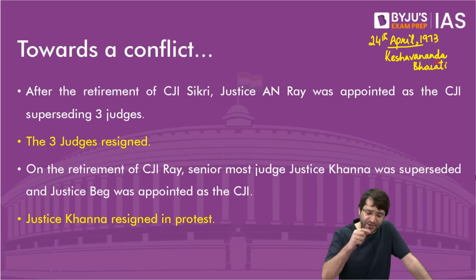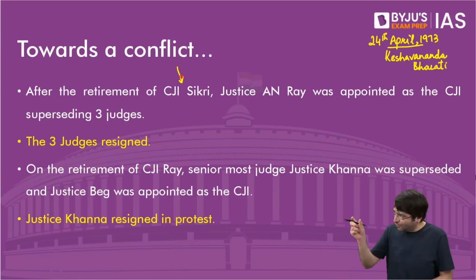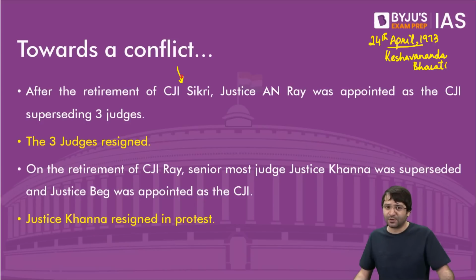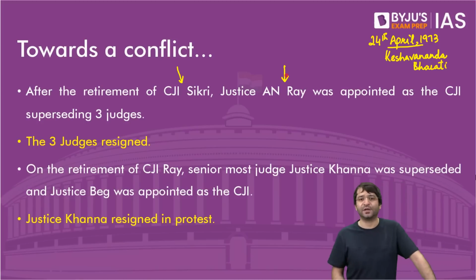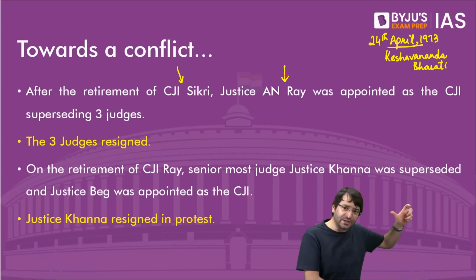24th April 1973, Justice Sikri, the Chief Justice of India, retires. And now we had to find his successor. What is the convention? The senior most judge of the Supreme Court shall be appointed as the Chief Justice of India. But instead, what did the President do? The President appointed Justice A.N. Ray as the Chief Justice of India, superseding 3 other judges. That means in the list of seniority, there were 3 other candidates who were senior to Justice A.N. Ray. In terms of seniority, Justice A.N. Ray was at serial number 4. All the 3 judges were overlooked.